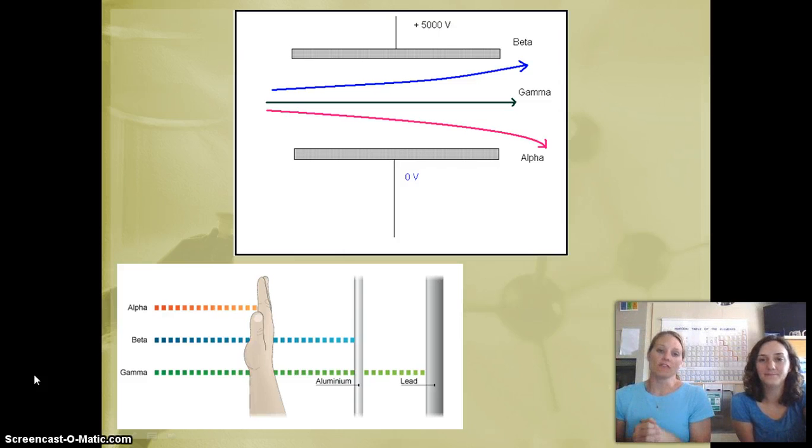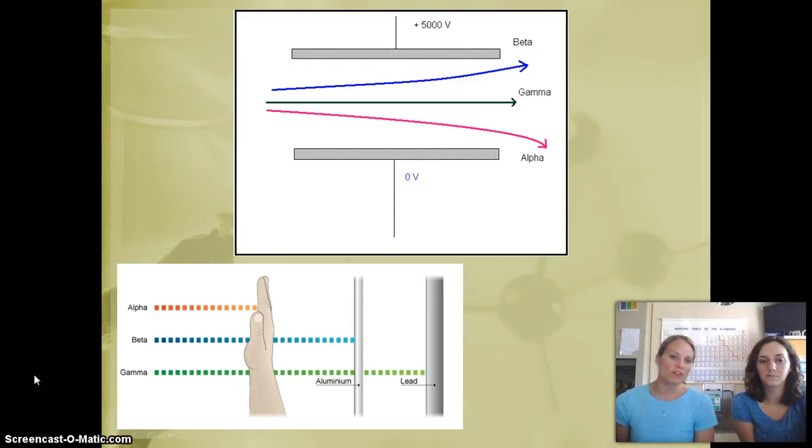Your alpha has a much larger curve because it's heavier. It has a mass of 4, and it has an overall positive charge. So it's going to bend towards the negative plate at the bottom because it is a positive particle. You'll see gamma going straight through because it has no charge, it has no mass, it's just energy. So it's going to travel straight through.